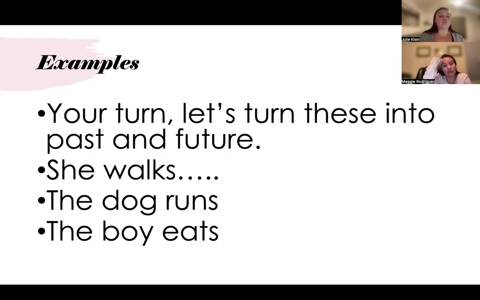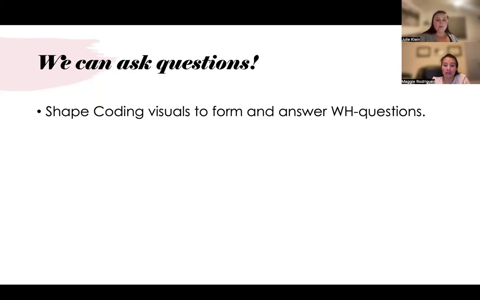The dog runs. What's gonna be the next one? What's gonna be the past? The dog ran. Okay, perfect. And then the future. The dog is running. Good. Okay, one more here. The boy eats. What's going to be the past? The boy ate. Good. And then the future? The boy is eating. Great job.